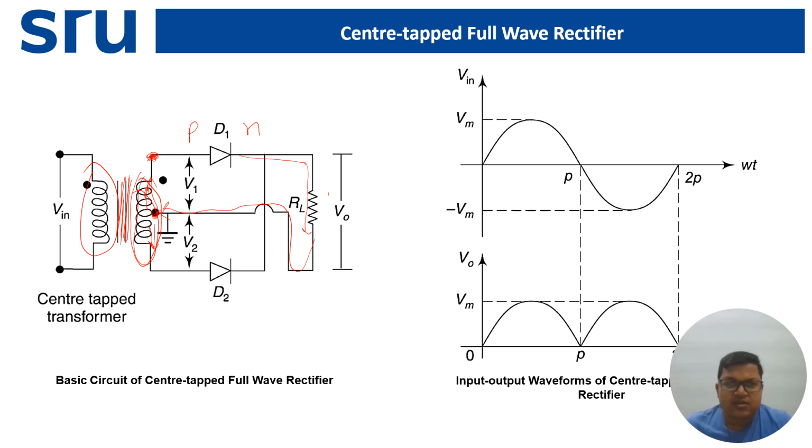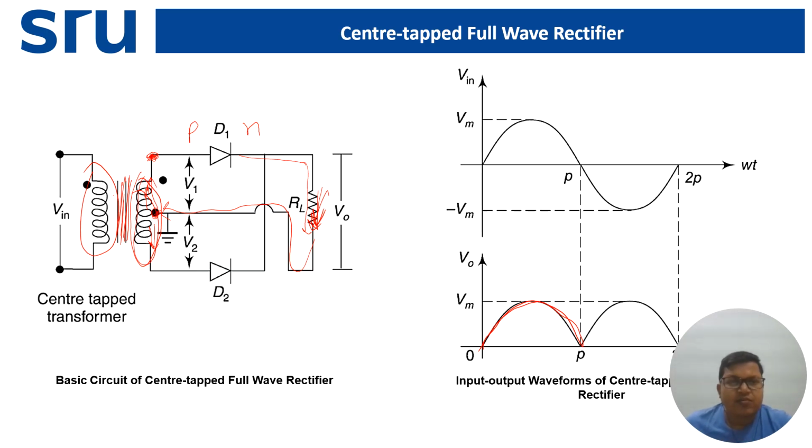So this load resistance will have a full voltage drop across it. Okay, that means in that case, if you notice here, we will see the output like this, right? So this is for the positive half cycle.